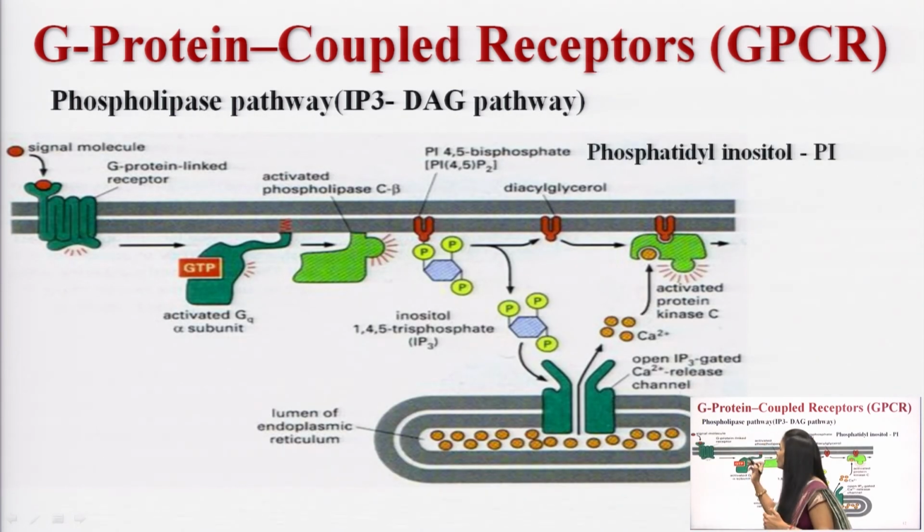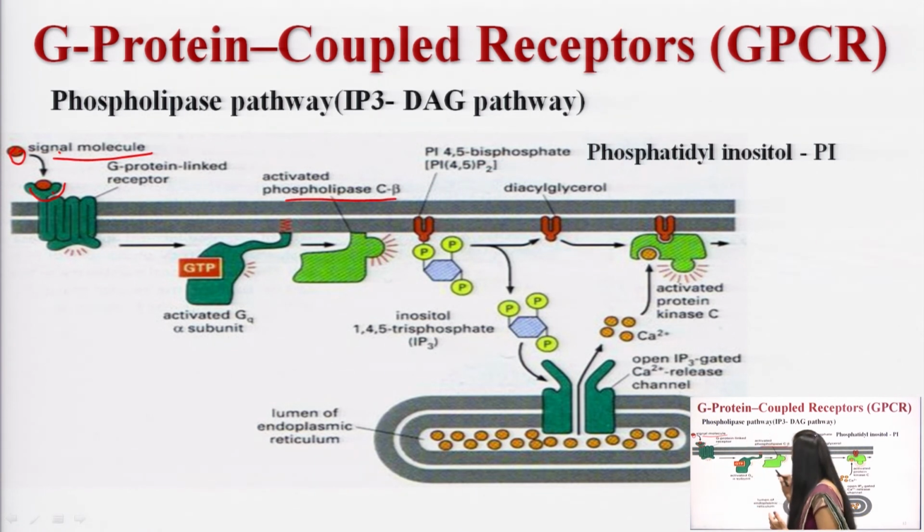So, see here students, this is the signal molecule, the primary messenger, and when the signal molecule binds to the GPCR, which is seven alpha helical in structure, what is going to happen? The receptor will get activated, the G alpha protein will be activated and GDP will be replaced by GTP. Once the GTP is activated, in turn it will activate phospholipase C. Phospholipase C will catalyze the reaction, it will hydrolyze the membrane PIP2 to produce IP3 and DAG.